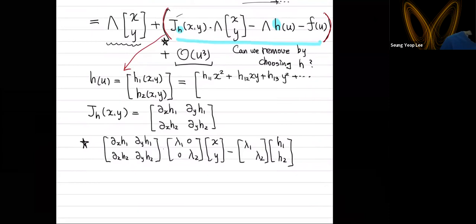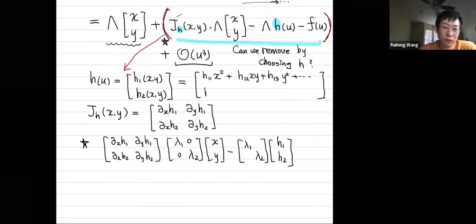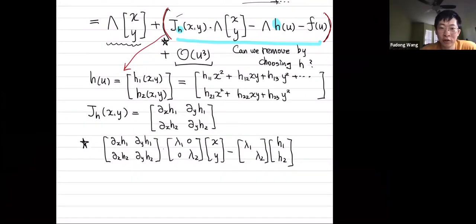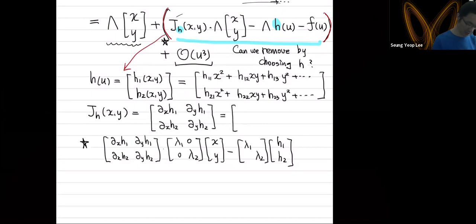And the high order terms, H21, H22, H23. And the JH only considers the linear term. And this part also can be expressed. How does it express? H11, 2 times x.